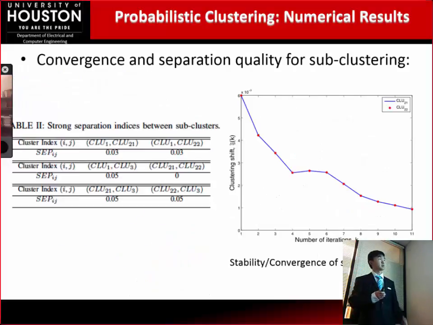And we also propose our algorithm to be hierarchical, or iteratively split. As long as we have the three current clusters, we continue to perform the same clustering algorithm on the obtained clusters and check the strong separation index. If the separation indices are good, then we can carry on. As long as one of the separation indices, for example, is larger than 0.1, then we stop. Also the convergence of the subclustering is good, and the shift is of the scale 10 to the power of negative 3, so it actually converges.